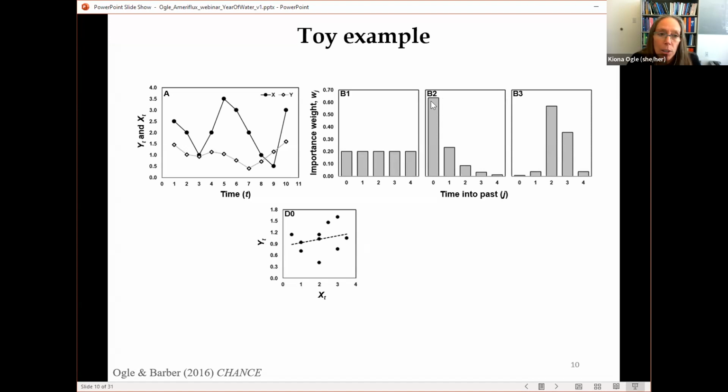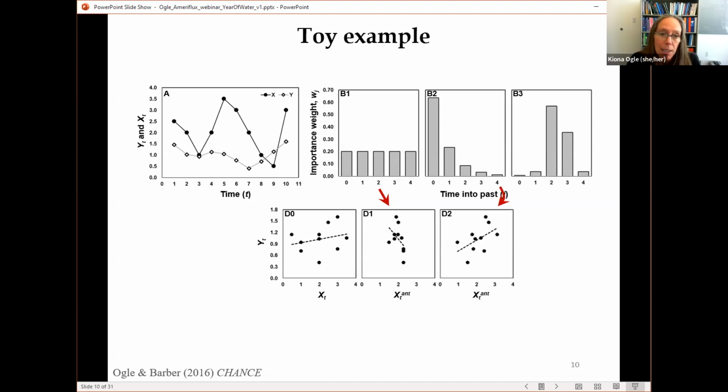Plot B2 indicates importance weights that put a lot of importance on the concurrent value, and the importance of past conditions decays over time, whereas plot B3 shows the potential for a lagged response, such that conditions 2 to 3 days ago are potentially most important. So if we take those 3 different examples of how to calculate a weighted average of X to get an antecedent value of X representing that system, we plot the observed value of Y versus the antecedent value. In this example with B1 equal weights, just an average, we get a negative relationship, albeit still pretty weak.